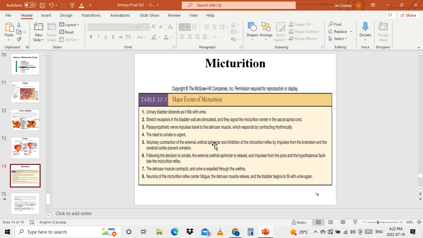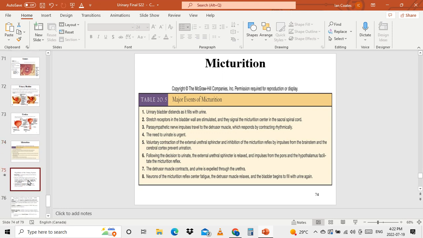There's your micturition. You guys can have a read of that. The urinary bladder distends and fills with urine. Stretch receptors in the bladder are stimulated. The parasympathetic nerve impulse. Parasympathetic, this is rest and digest. You cannot go to the bathroom if a dinosaur is going to attack you. Parasympathetic, rest and digest. When everything is safe, then I can go to the bathroom. You guys can have a read of that. This is called the micturition reflex.